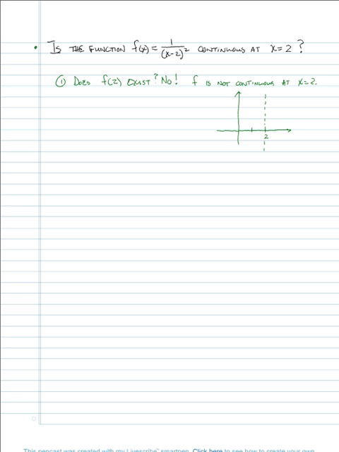And in this case, all of the y values will be positive because we're squaring values. So here on the left side of this asymptote, we'll have a branch that looks something like this. And on the right side of this asymptote, we'll have a similar branch that looks like this. Now, condition 1 failed because the function's not defined at x equals 2. But let's consider condition 2. Does the limit of f of x as x approaches 2 exist?